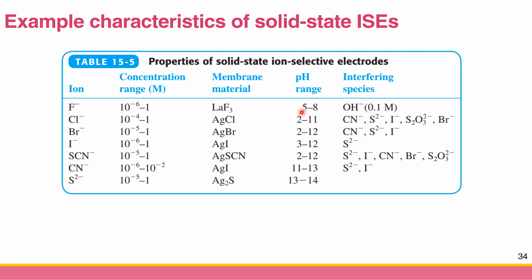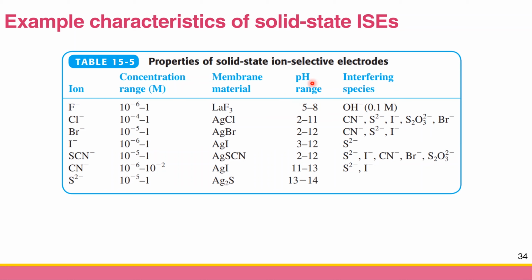So let's see the example. We just talked about the fluoride electrode. Some example of the fluoride electrode has a good concentration range of fluoride from 10 to the minus 6 to 1, which translates into pF 6 to 0. And we just talked about the membrane material, which is lanthanum fluoride. The pH range, now this is interesting: pH 5 to 8. You cannot use the fluoride electrode outside this pH.